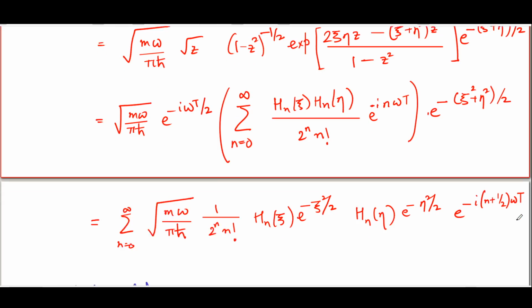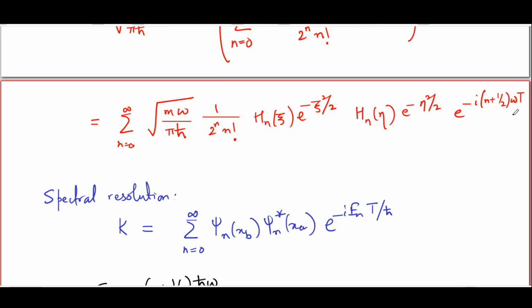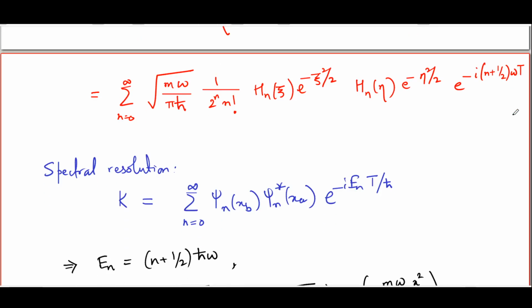Just compare this with the spectral resolution of the propagator. K has to be the sum of psi_n(x_b) psi_n star(x_a) times e to the minus i E_n t by h cross. Now comparing these two, it's obvious that E_n by h cross has to be (n plus half) omega, and the rest of it are just the two wave functions multiplied together. x_b is of course there inside eta, and x_a is there inside xi.